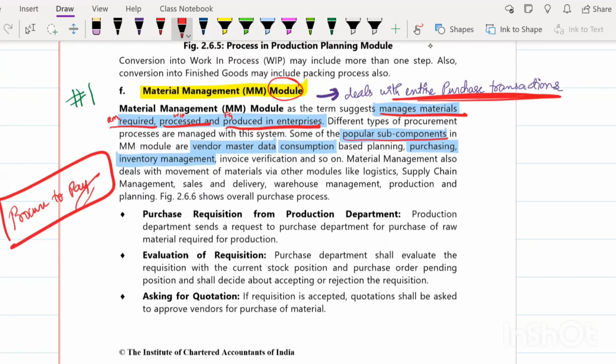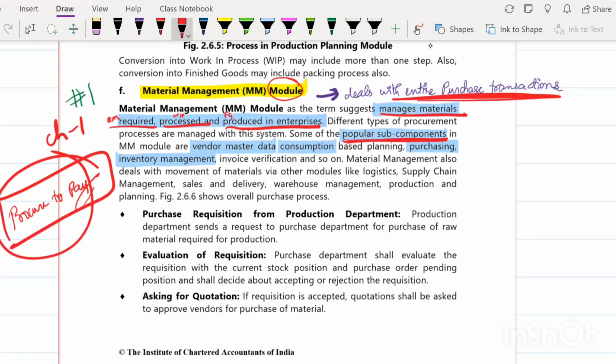So now what is this procure to pay process? We are going to read it in chapter number 1. At that time you will understand this module even better, but for now you can understand that it is related to the purchase transactions that happen in a company. Also there are sub-components to this module.